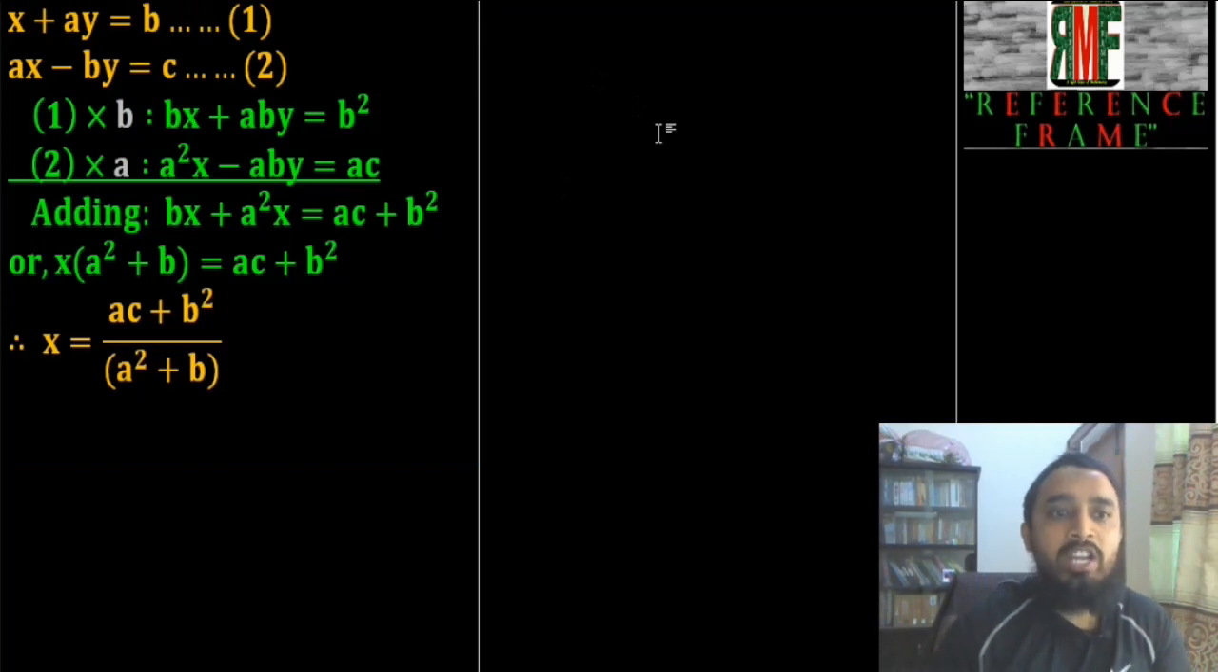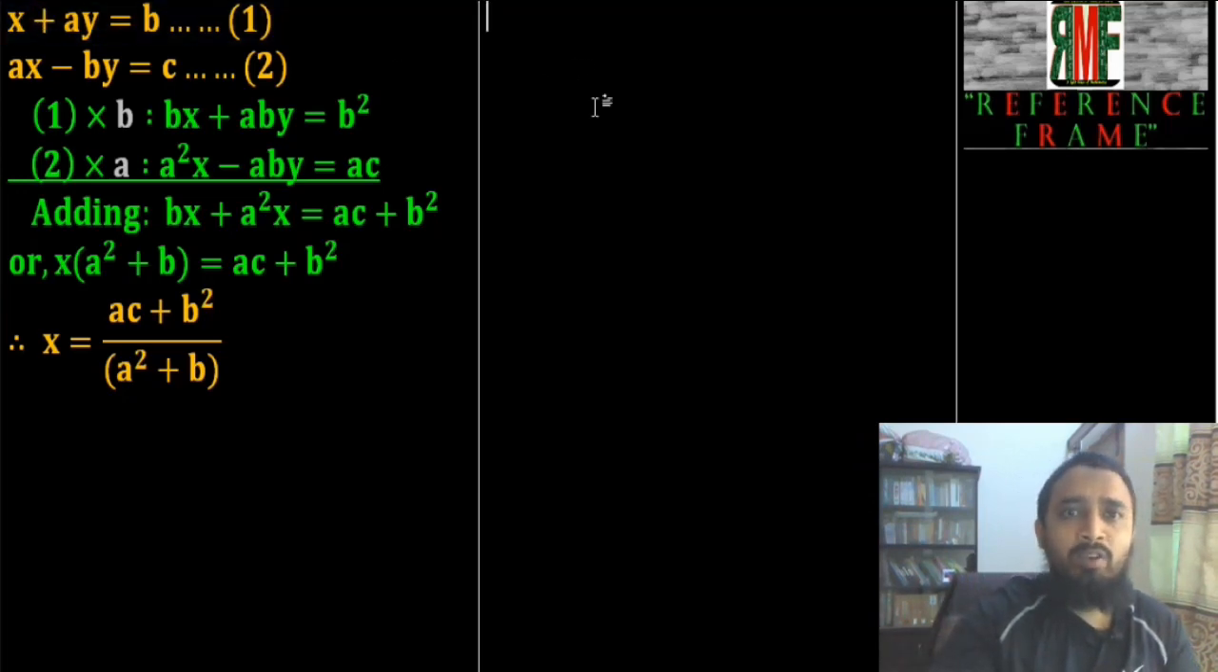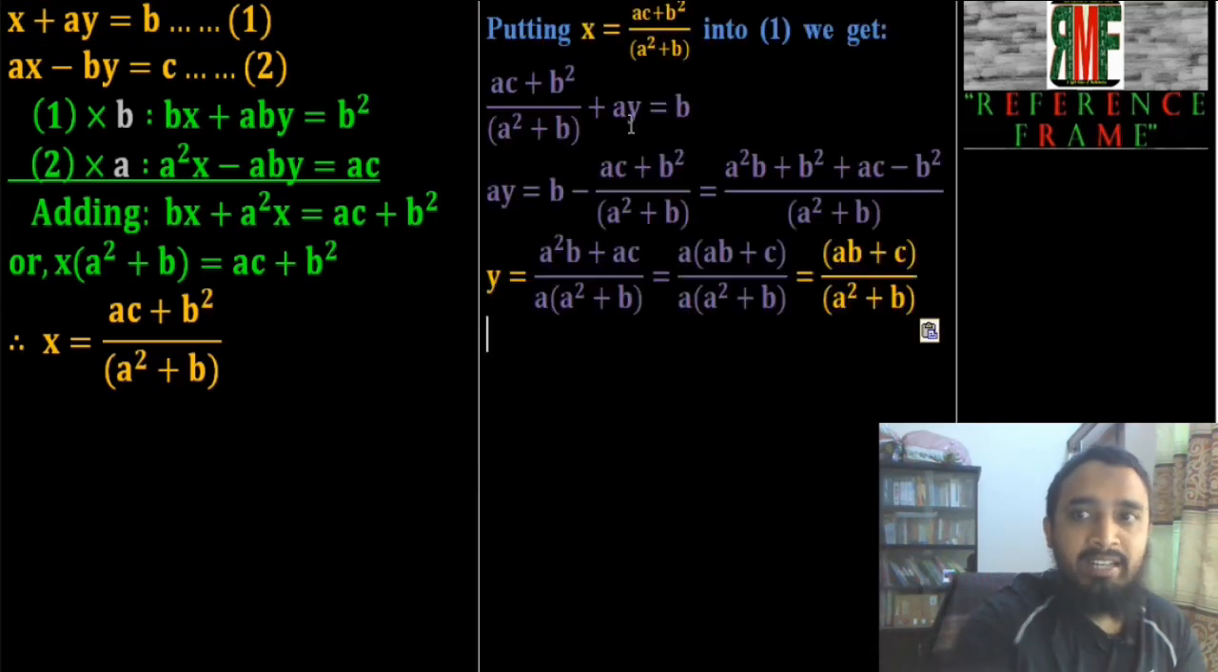Now all we need to do is put the value of x into any of the equations. I'm choosing the first equation. Yes, this is easier since there is a plus sign already, so we avoid any complexity.